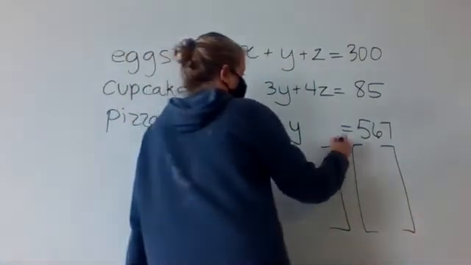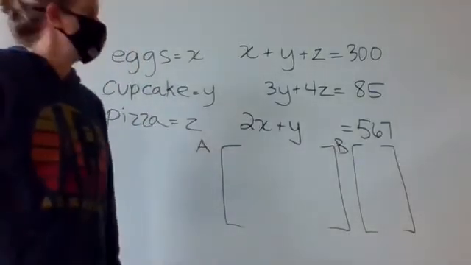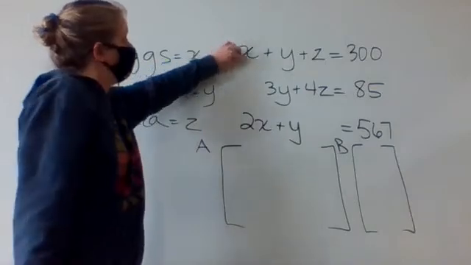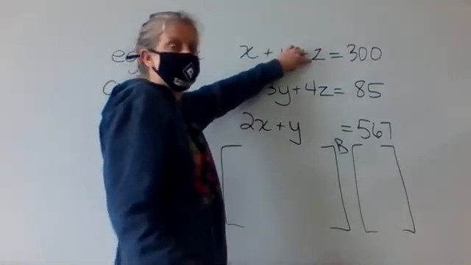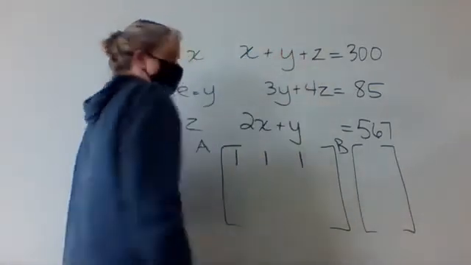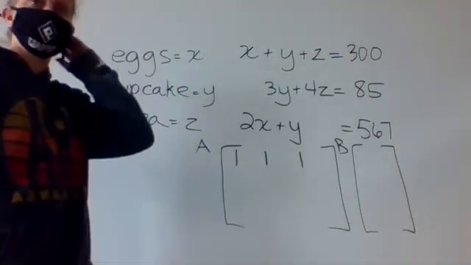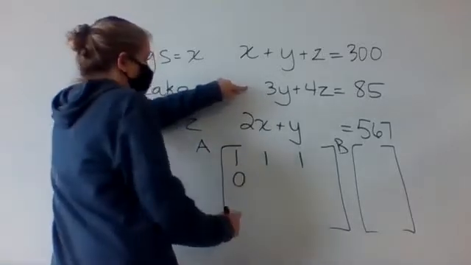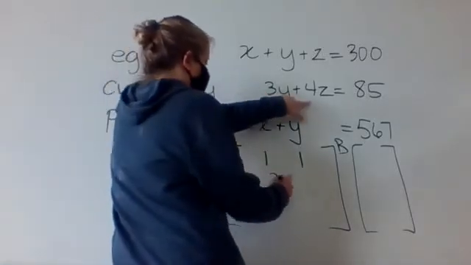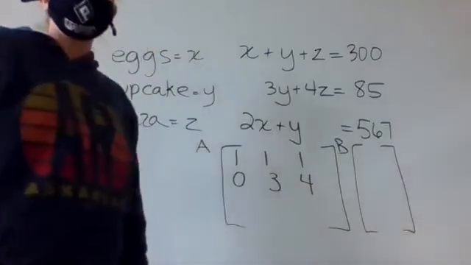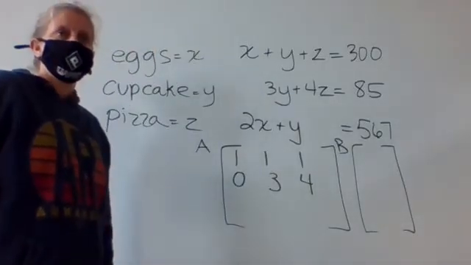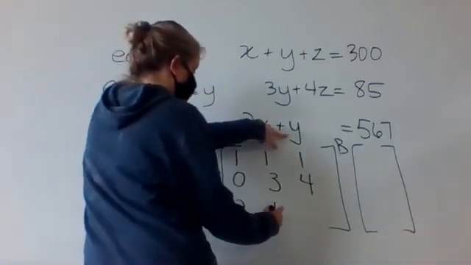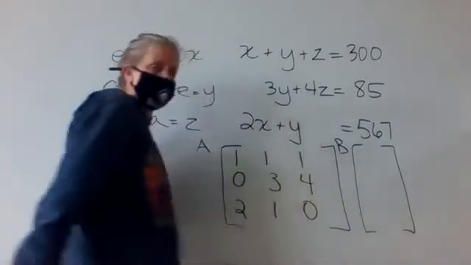So you'll create your matrix A and your matrix B. Matrix A, top row will be 1, 1, 1. Next row, there's not any X, so that'll be 0. Y is 3 and Z is 4. So 0, 3, 4 is your next row. And then your last row, 2 for the X, 1 for the Y, and this one had 0 for the Z.